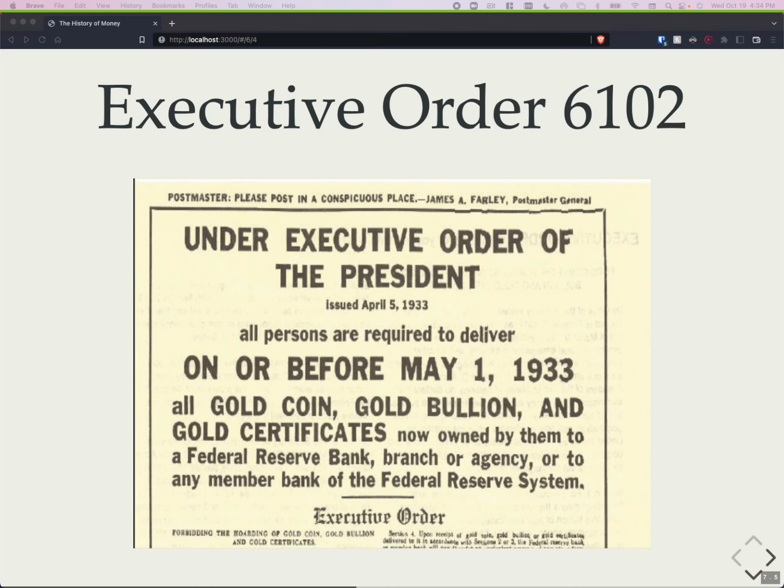One of the first things FDR did, though, was on April 5th, 1933, he issued Executive Order 6102, which forbid the hoarding of gold coin, gold bullion, and gold certificates within the continental United States, forcing Americans to sell their gold to the U.S. Treasury at the rate of $20.37 per ounce. And then eventually, after they got all of the gold, the dollar was then inflated to $35 per ounce, increasing the dollar's inflation to 41%.